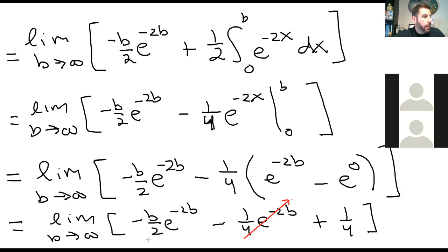And this guy also goes to 0. So this guy goes to 0. And this guy goes to 0. So what we can conclude is that this limit, this integral itself, is just 1/4.